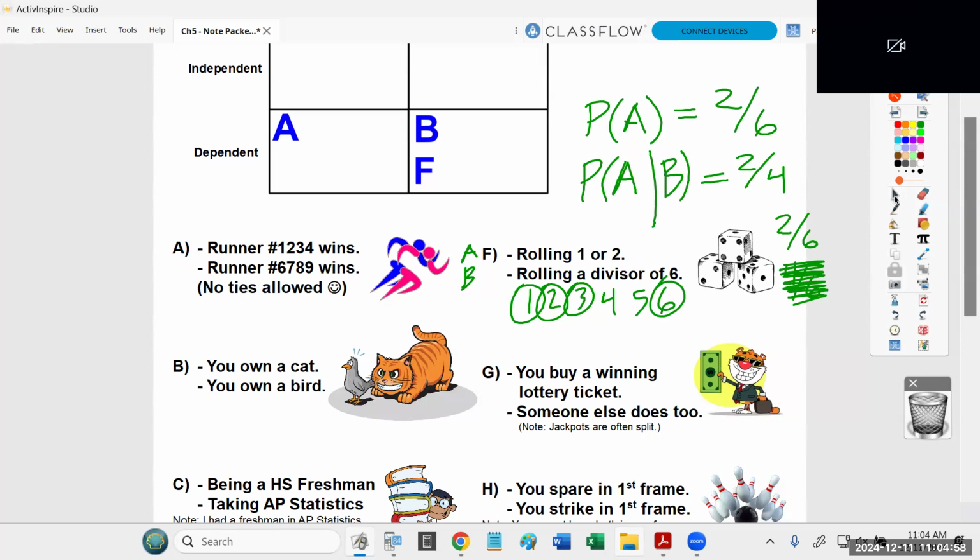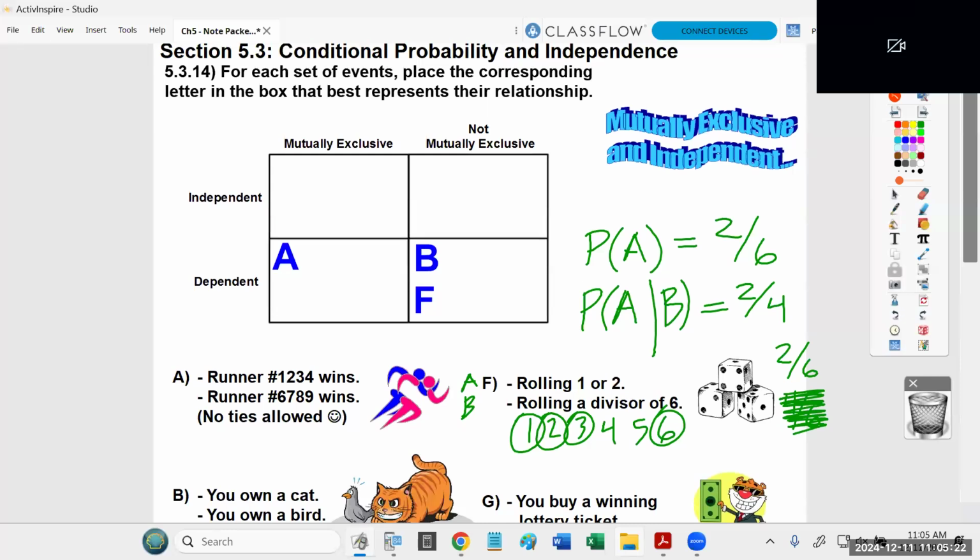Some people are nodding their heads. Are you allowed to split jackpots? Do we know this? It says jackpots are often split. What does that tell you? 2 people can win at the same time. Just because I go to the store and I buy my ticket and I say, I want number 13, 17, 62, 54, whatever, somebody else in some other store can pick those exact same numbers. Just because I pick them doesn't mean they can't. We can pick the same numbers. So we are not mutually exclusive.